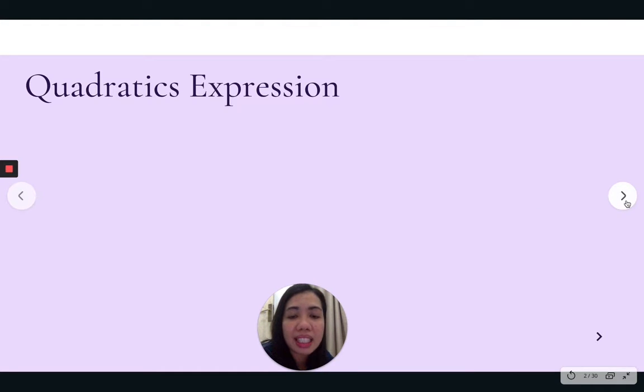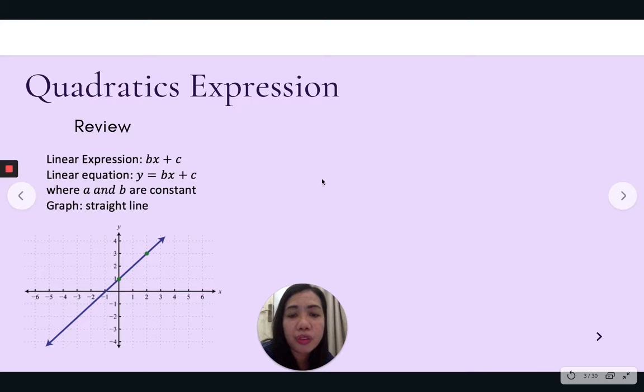What is the linear expression? Okay, let's review first. A linear expression, or we can call it a linear polynomial. So you can use either linear expression or linear polynomial. They point to the same thing, which is bx plus c. That is the linear polynomial, with b and c being constants, or real numbers.